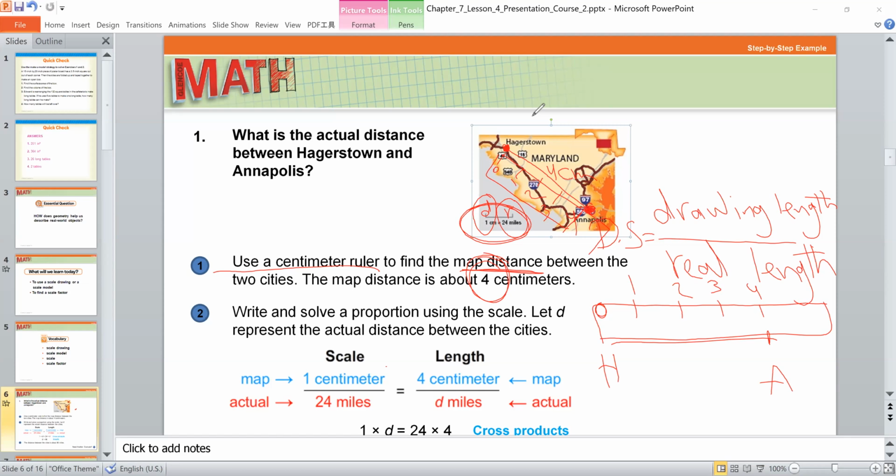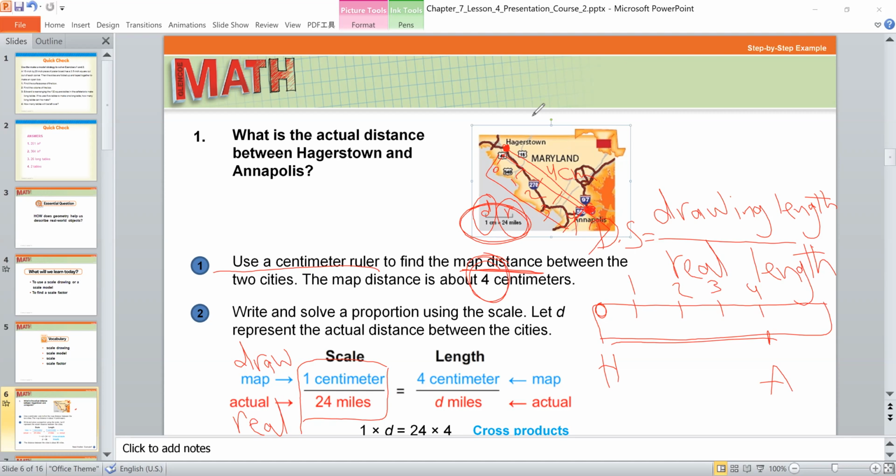Look, I will write them here this way. 1 centimeter, because this is the drawing, this is the map, over the real or the actual, it will be 24 miles. Again, how will I write this 1 to 24? Look with me carefully. I will make it 1 over 24. Okay, grade 7? 1 equals 24.